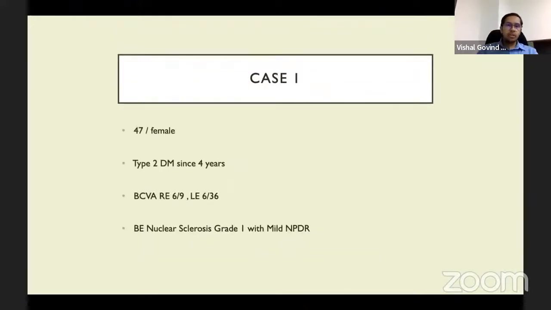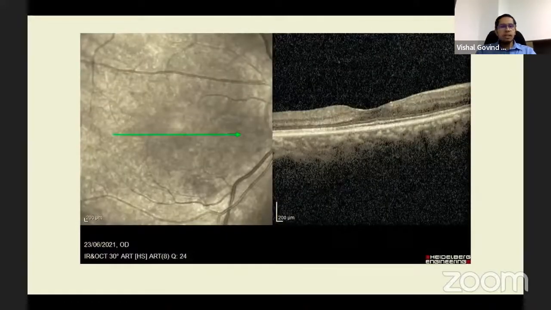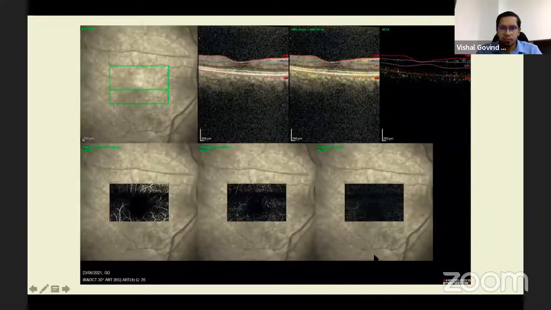We have a 47-year-old female with a 4-year history of type 2 diabetes with 6/9 vision in the right eye and 6/36 in the left eye. Grading wise, it was just mild NPDR. The OCT seemed innocuous in the right eye, and the OCTA did have some capillary separation in the deep capillary plexus, which is our main area of interest, because this is the one which supplies the inner retina and causes functional loss when there are changes.